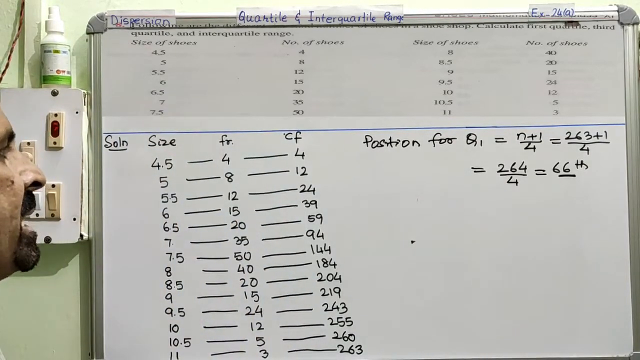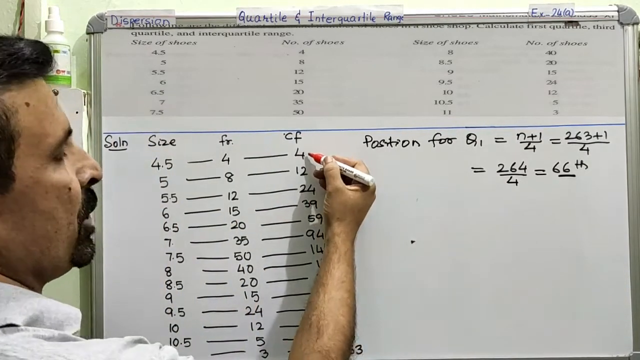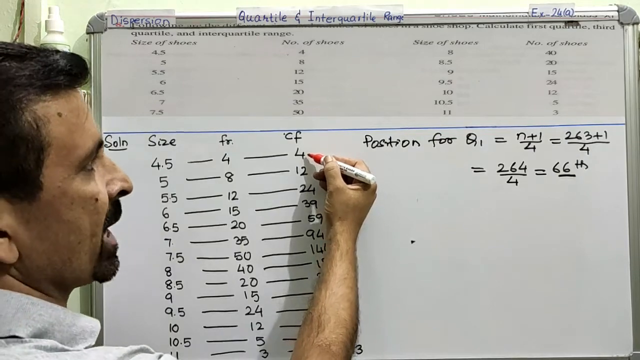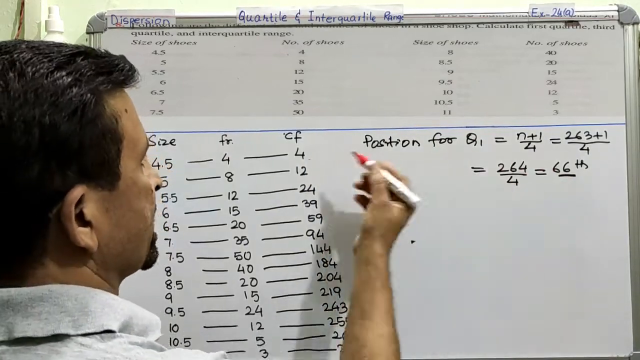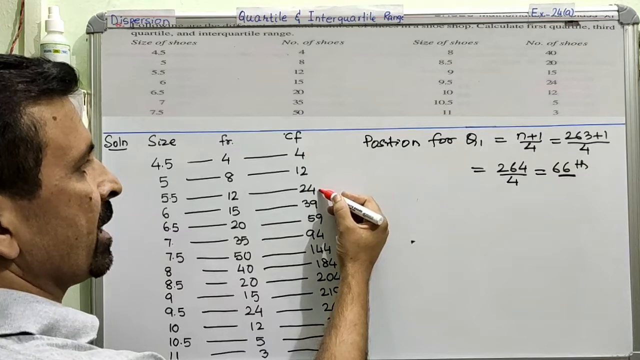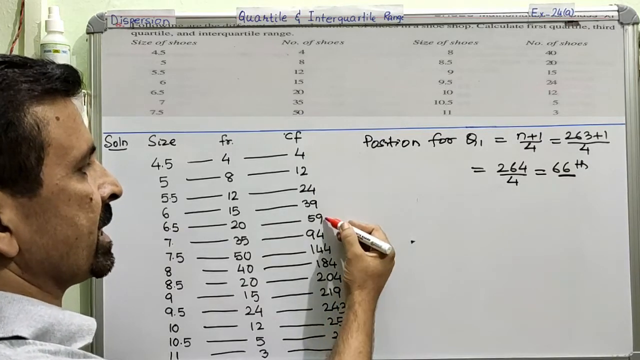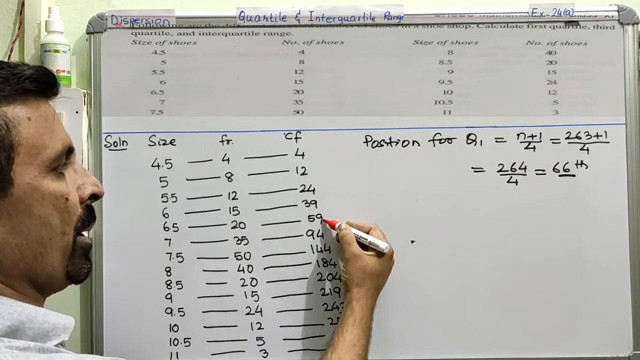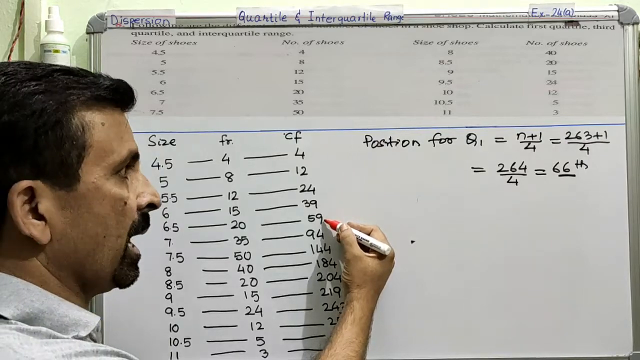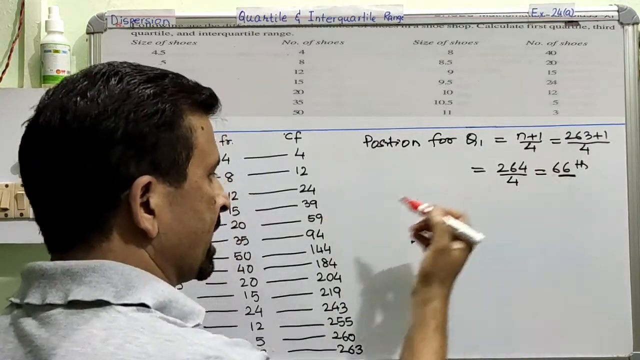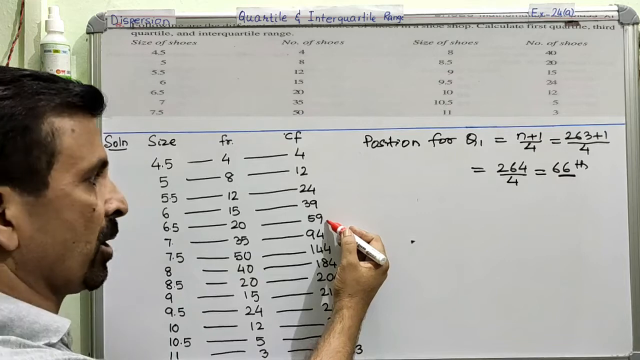So 66. Is it here? No. Here we have only the first 4 data, whereas the position of our Q1 is 66. Is it here? No. Is it here? No. Is it here? No. Is it here? No. Why? Because up to here we have only the first 59 data and our position for Q1 is 66. So therefore it is not in this lot also.